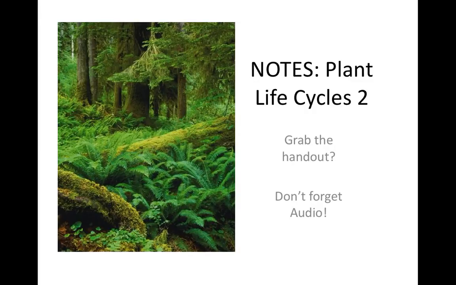Right, this is the second set of notes on plant life cycles. This one's going to be much shorter than the one from yesterday because we don't have to go over alternation of generations again. We're just going to look at the life cycle of ferns and their relatives. So that's the second evolutionary group of plants.